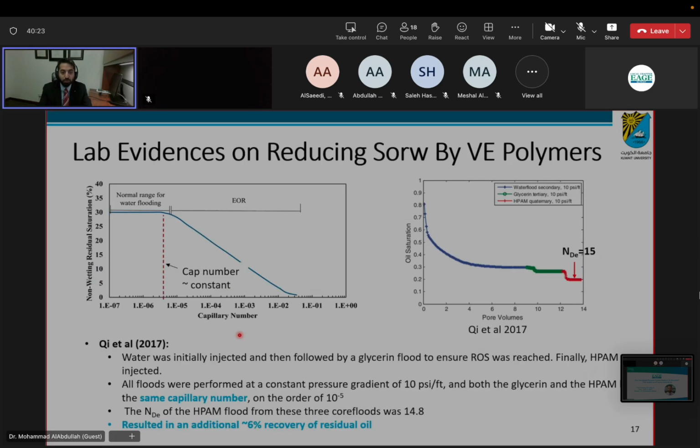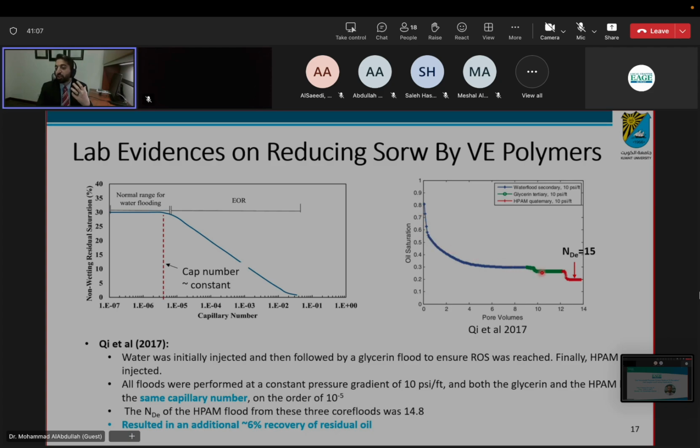Okay, so why we're talking about this is very interesting. Now we'll see some lab evidence of reducing residual oil saturation by viscoelastic polymers. This is Chi 2017, our friends from UT Austin with Dr. Balhoff's group and Gary Pope. What they did, remember we talked about this graph, right? This is residual oil saturation versus capillary number. They kept a constant capillary number, that's 10 to the minus 5 or so, while they injected. You see oil saturation here versus pore volume. In the blue, they injected lots of pore volumes of water.